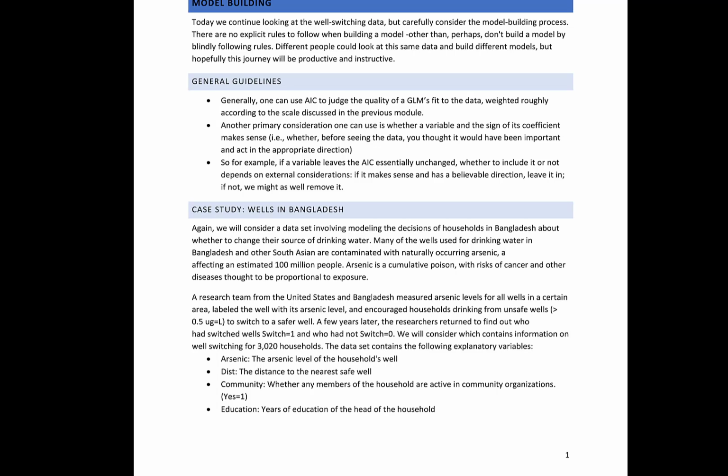Another primary consideration one can use is whether a variable and the sign of its coefficient makes sense. In other words, before you even see the data, if you thought it would have an important impact in an appropriate direction, are you seeing that when you fit the model? For example, if a variable leaves the AIC essentially unchanged, whether to include it or not depends on external considerations. If it makes sense and has a believable direction, leave it in. If not, we might as well remove it.